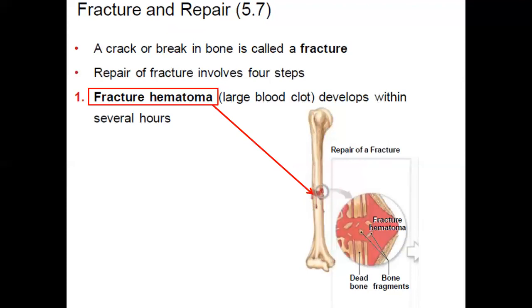The repair of the fracture starts almost immediately by forming a really large blood clot. It's called a fracture hematoma, and that develops within a couple of hours to prevent blood loss. So we've got a broken bone here. This blood clot forms around the site of fracture. It's called a fracture hematoma. So that's the first step.